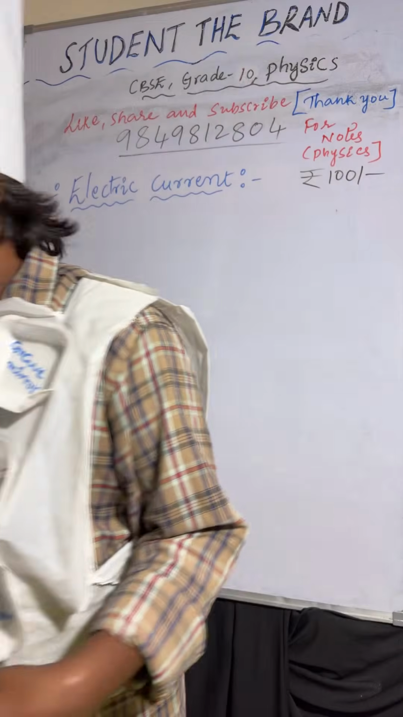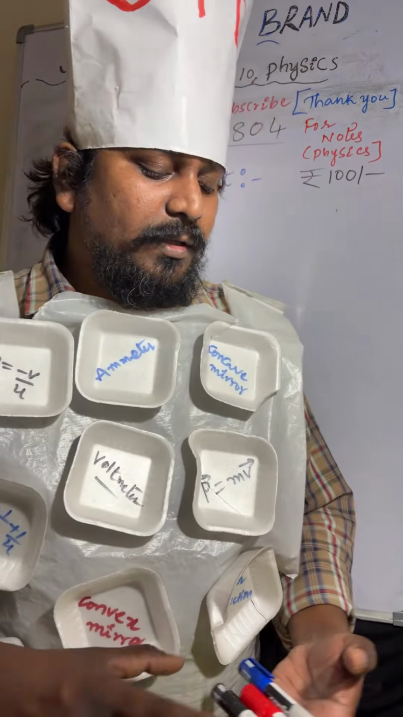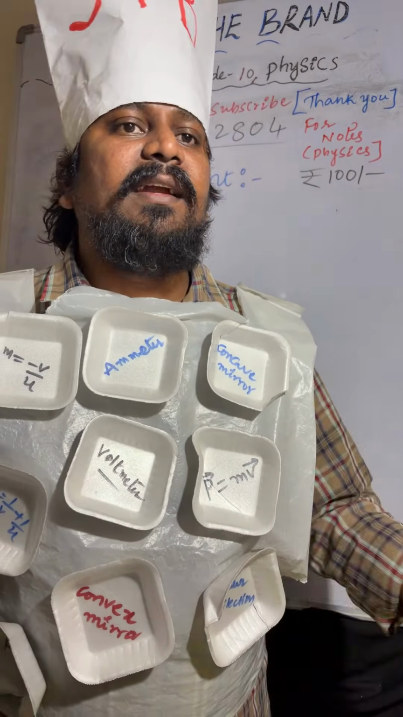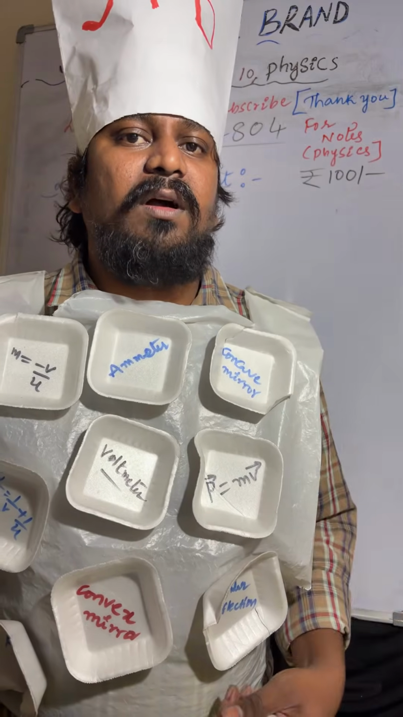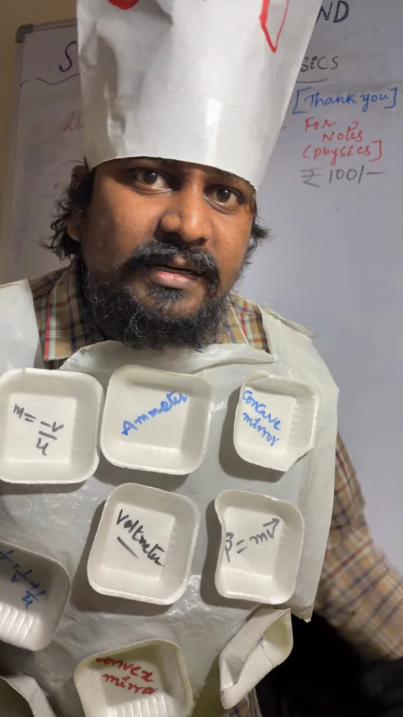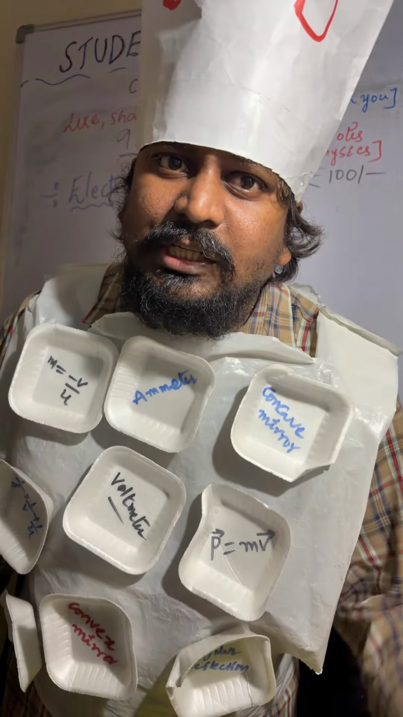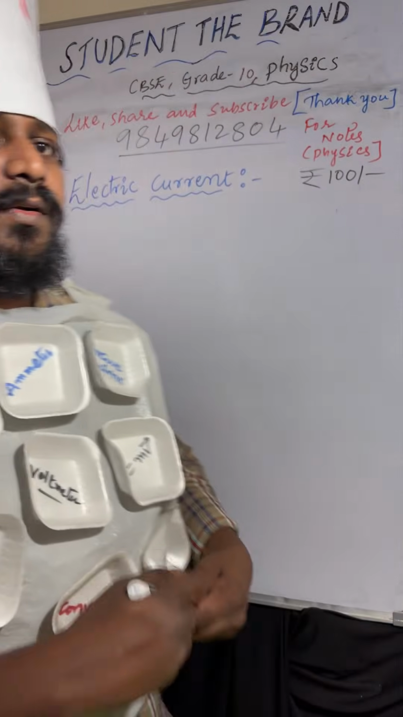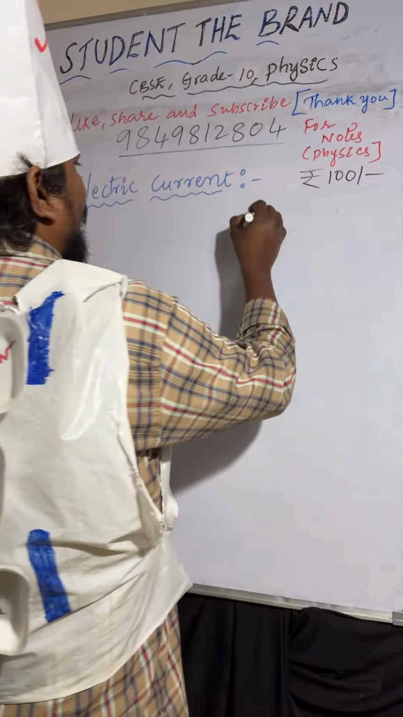I equal to Q by T. The rate of flow of charge is called electric current. I equal to Q by T.